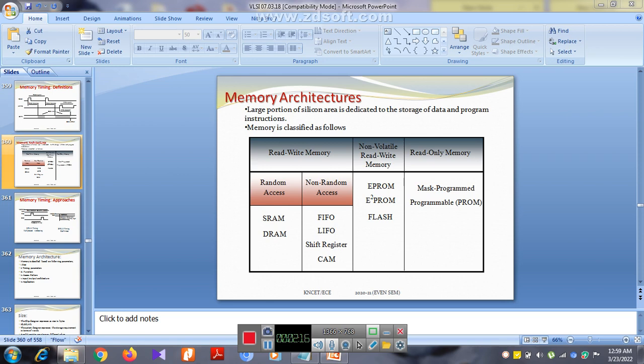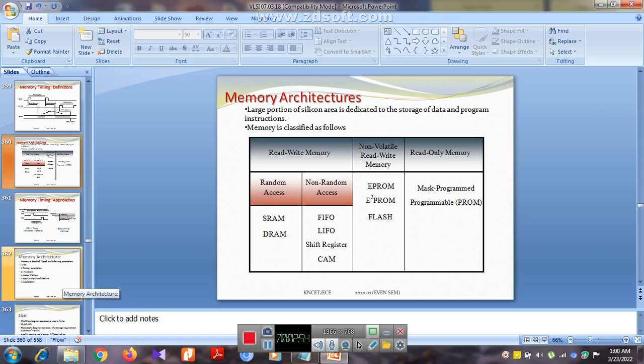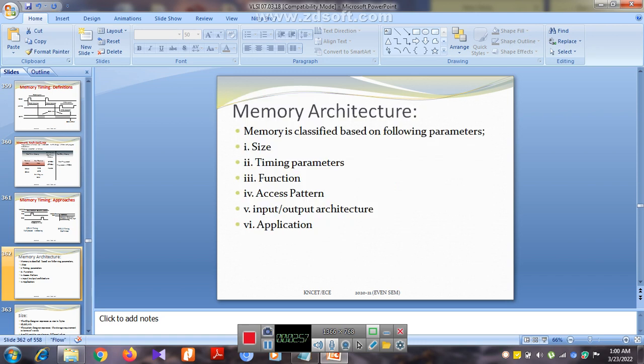A large portion of silicon area is dedicated to the storage of data and program instructions. So here the data has to be stored and the program instructions are designed. Volatile and non-volatile memories are the best examples of memory architecture. Next we are going to discuss the classification and the basic parameters of memory architecture.